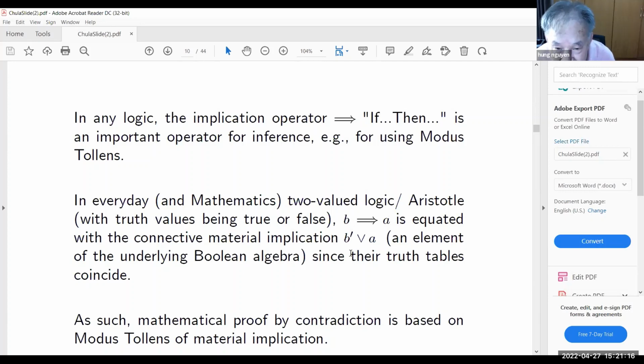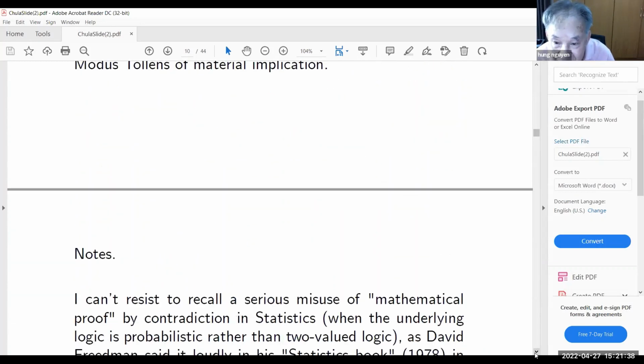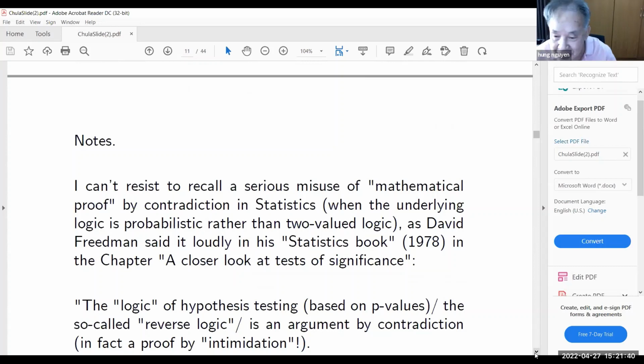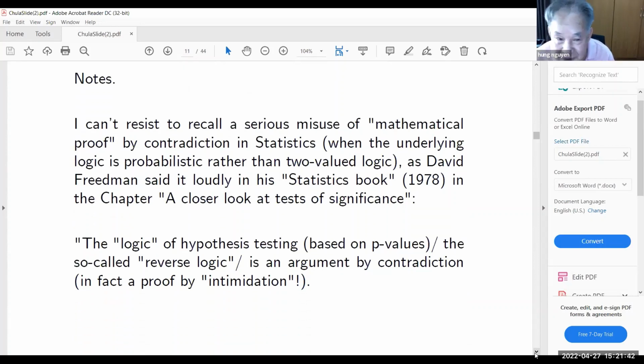B implies A means not B or A. The prime is a negation, an element of the Boolean algebra of events. Since the truth values of these two things are the same, they are equal. So as such, mathematical proof by contradiction is based on modus tollens of material implication. And that is everything that we use in mathematics.